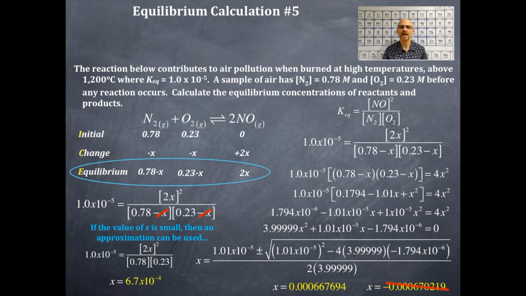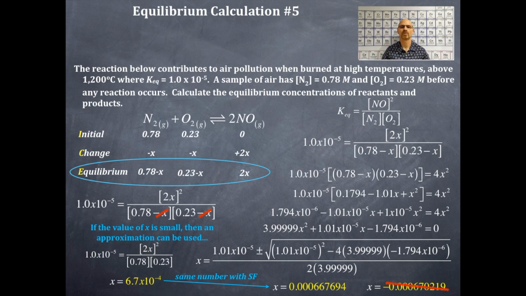Now that yellow value of 6.7 times 10 to the negative 4 has two significant figures. There are two significant figures in this problem, and that number should look very similar to this one right here. In fact, it is the same number using the correct number of significant figures after rounding. So that means that the x is really, really small. Since the x term is really, really small, I can use the approximation.